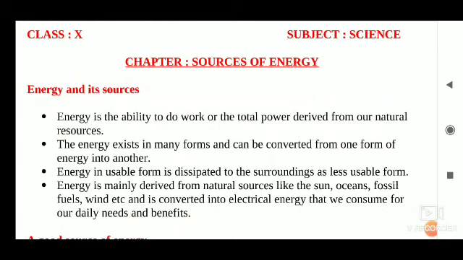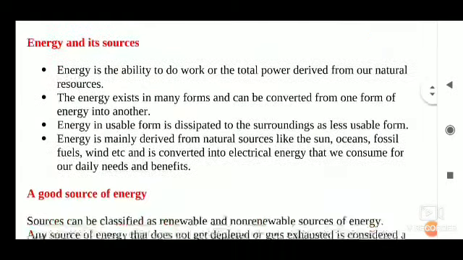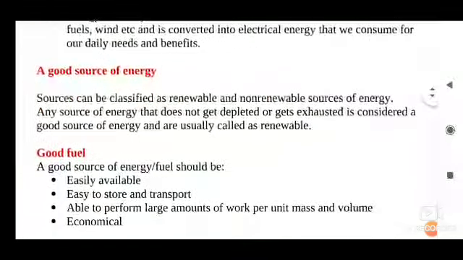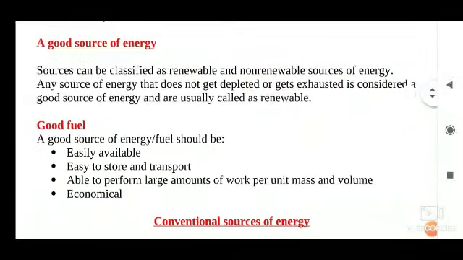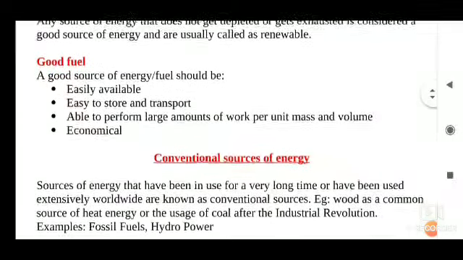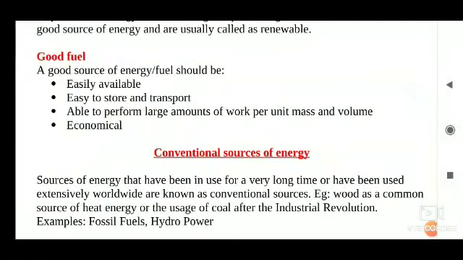There are so many sources of energy around us, like sun, oceans, fossil fuels, wind, etc. But there are only few which can be considered as a good source of energy. There are certain characteristics that make a source of energy good. The main characteristics are: a good source of energy should be easily available. It should be easy to store and it should be easy to transport.